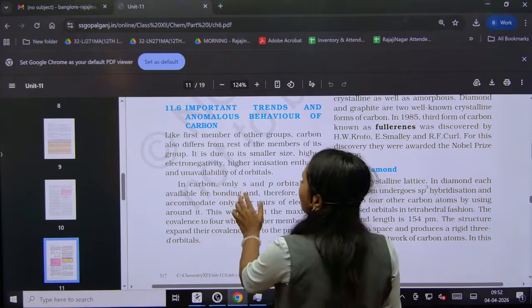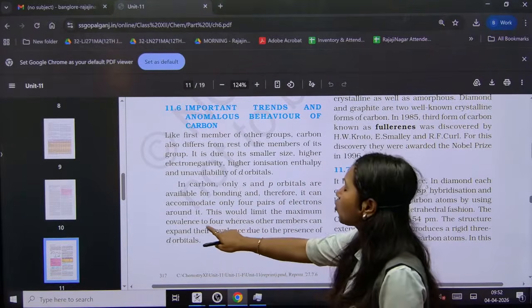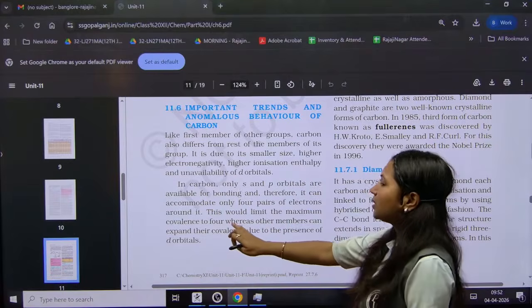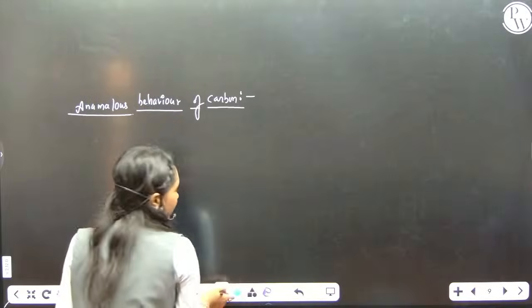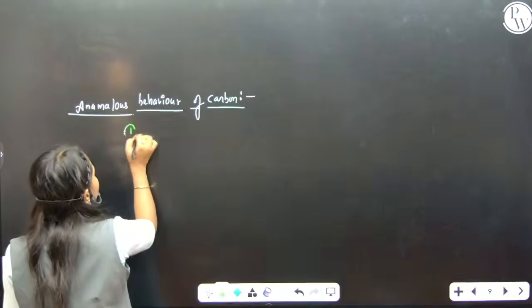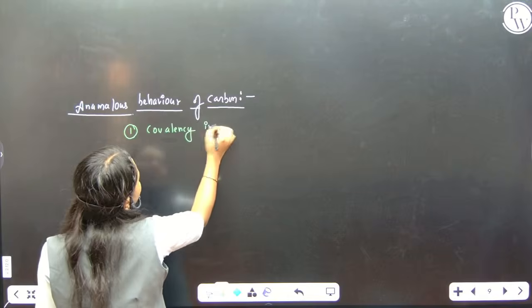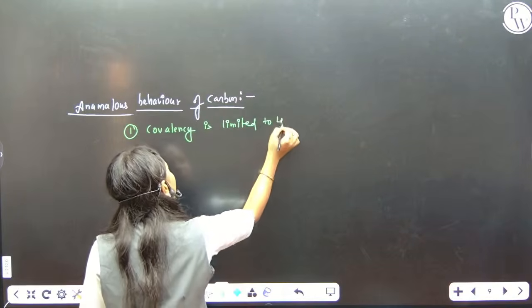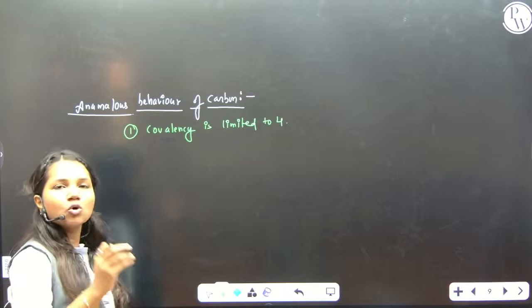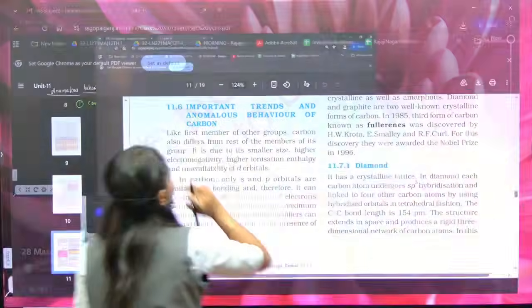In carbon, only s and p orbitals are present, so it can accommodate only 4 electrons. So covalency is limited to 4, right? So what is the first anomalous behavior of carbon? Covalency is limited to 4. It cannot expand its covalency beyond 4.